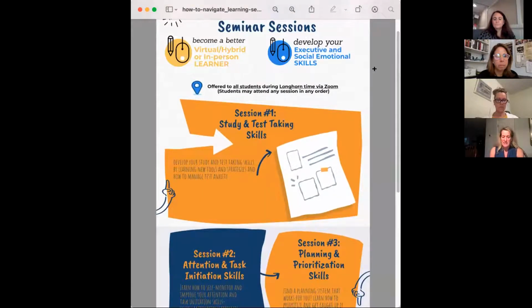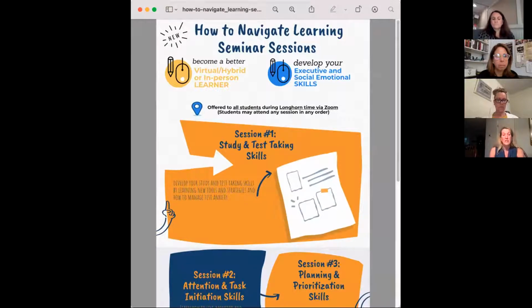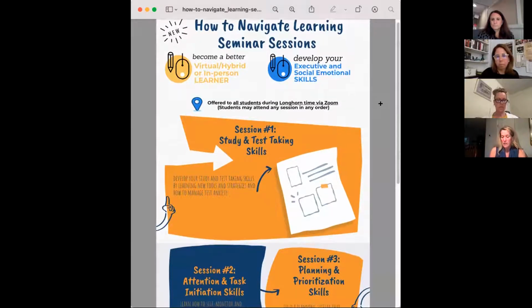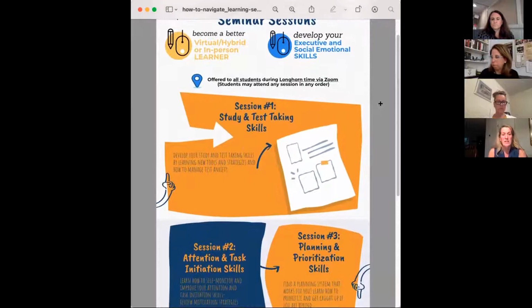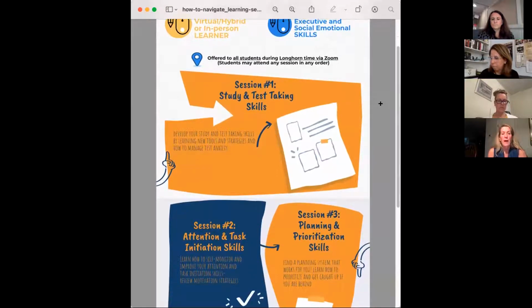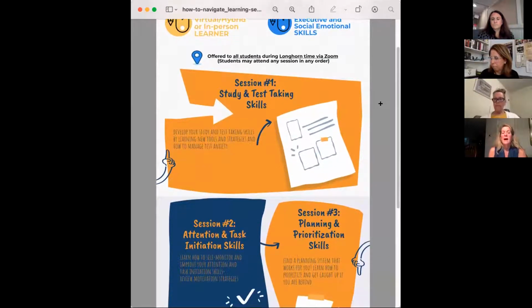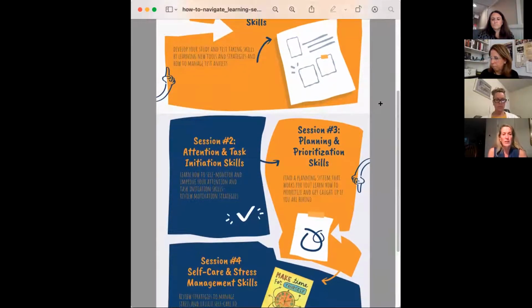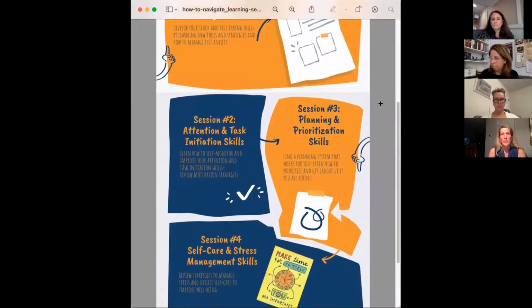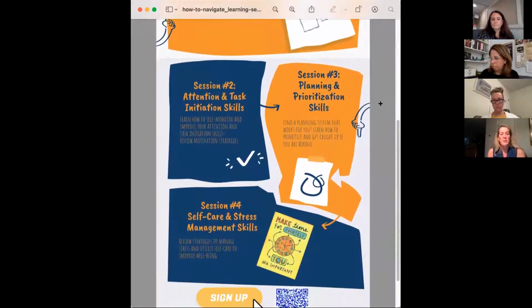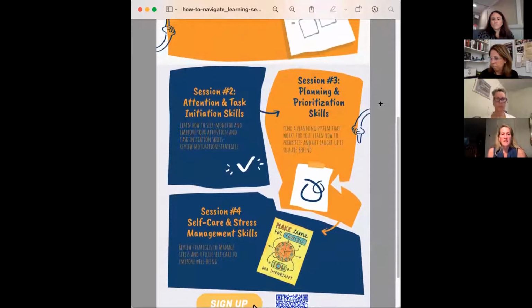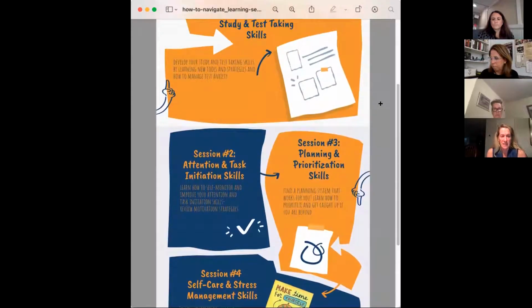These seminars are offered to any student in all grades, with each session being capped at 6 students per session. They're run during teacher office hours and last 30 minutes. They're facilitated by the IST coordinator, school counselors, school psychologists, school social workers, our gifted support teacher. We've all participated in the facilitation and teaching of these seminar sessions.